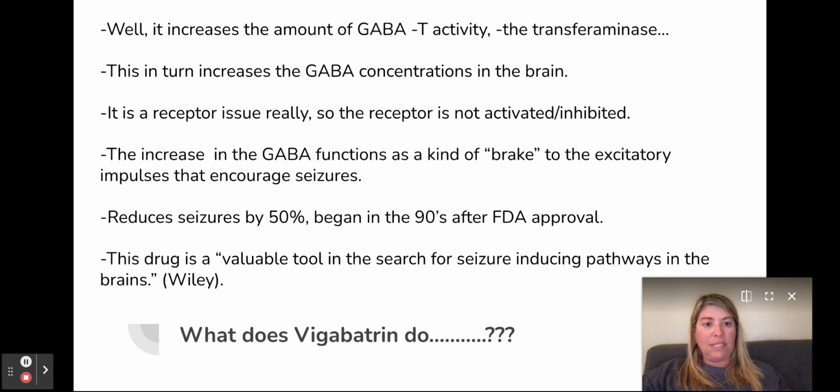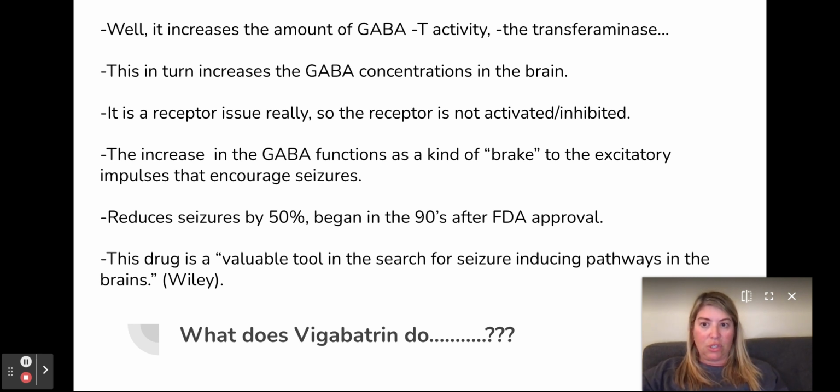Okay, so this slide is pretty simple. What does Vigabatrin do, in a big picture look? Well, it inhibits the activity of GABA-T, the transaminase, and this in turn is going to increase the concentration of GABA in the brain. So it's really a receptor issue, which I think the last slide speaks to. It's this increase in GABA that functions to put the brakes on those excitatory impulses in the brain, which is what encourages seizures.